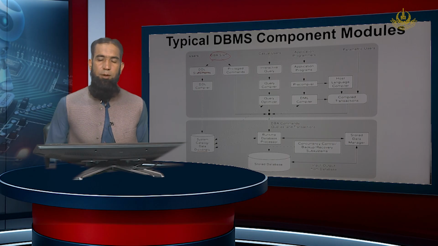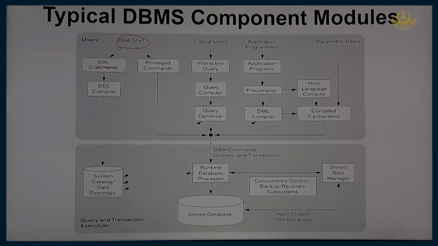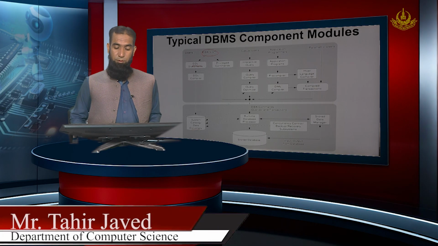Then the application programmers are those people who develop different applications for use of the database. That can be a developer that's developing a website, or a developer that is developing a desktop application. All these are application programmers. So application programmers write application programs, and they are pre-compiled. Then the data manipulation language compiler processes them and asks the data dictionary for different queries, for different tables, access, or we can say schemas.